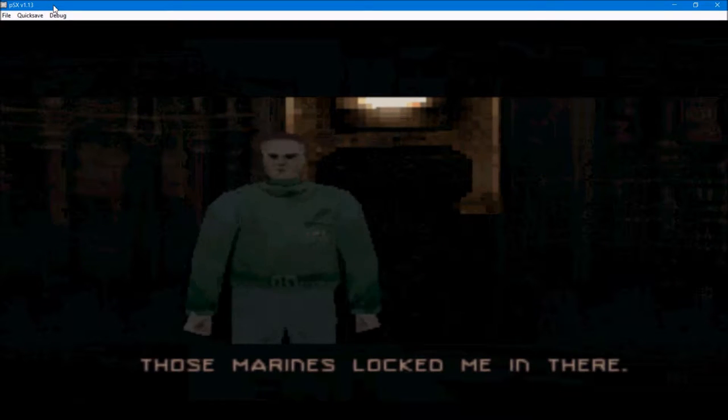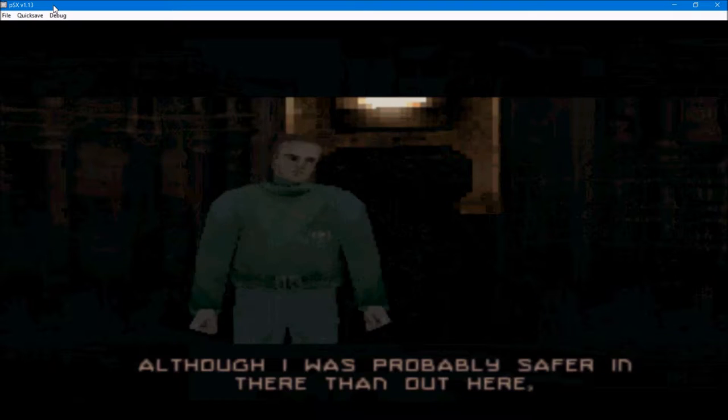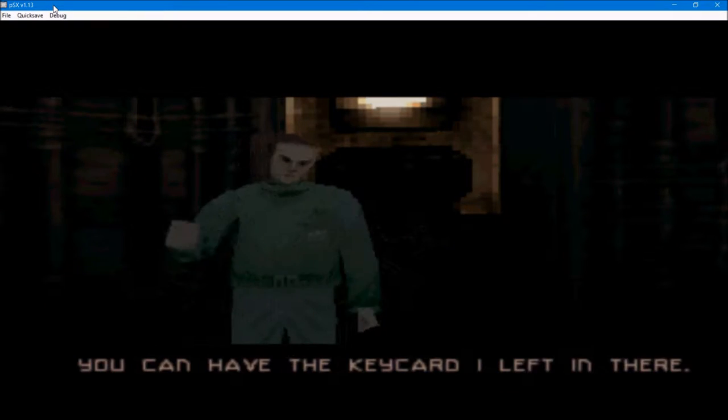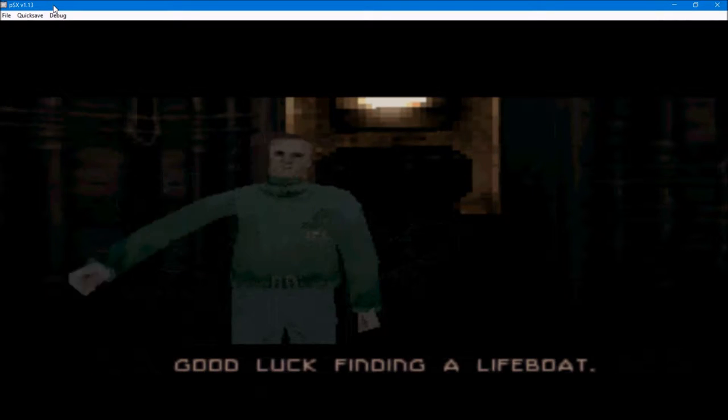Those Marines locked me in. They blame me for those creatures. Although I was far better safe in there than I was out here, I suppose I could thank you anyway. You can take the key card in there. Thanks. Good luck finding a lifeboat.